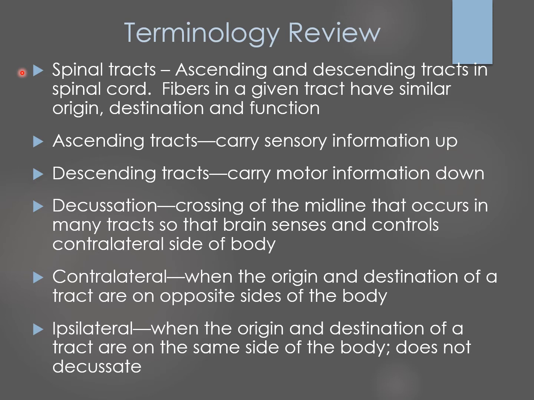We start with spinal tracts, and remember that a tract is a bundle of axons that is in the central nervous system. It would be called a nerve if it was in the peripheral nervous system. The spinal tracts are both ascending and descending, and the fibers in any given tract are going to have a similar origin, a similar destination, and a similar function.